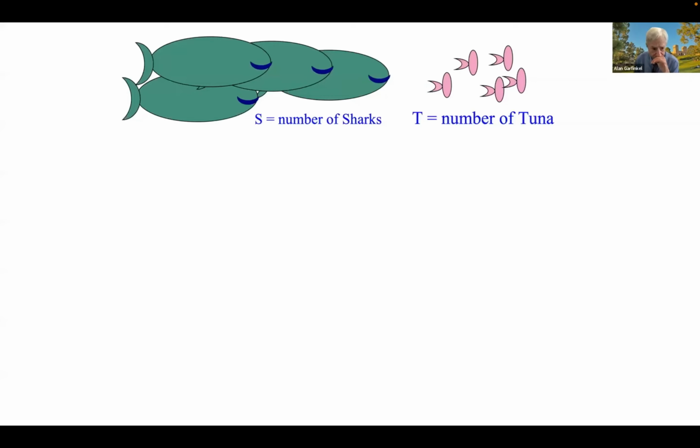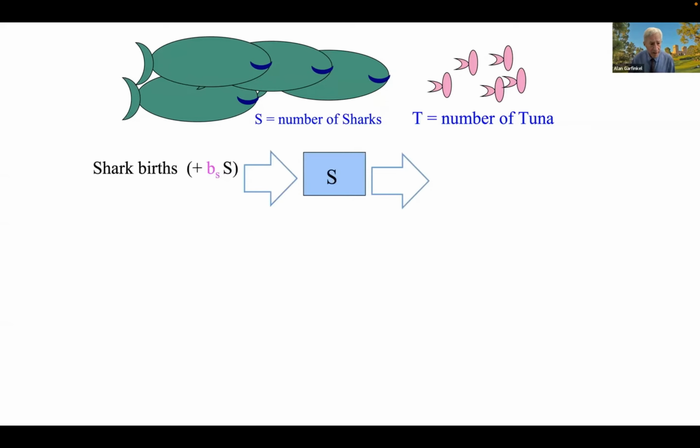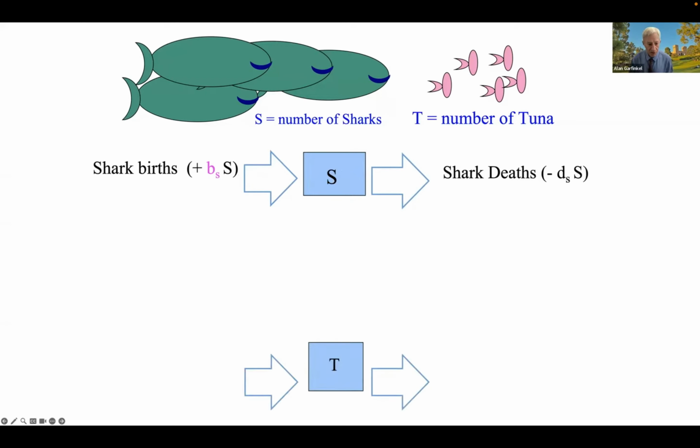So, next question, how do you make a model? Well, you start by choosing some state variables. Here, the number of sharks and the number of tuna are our state variables. And then you just ask, what makes S go up? What makes S go down? Why does it have this form? What's the birth rate there? Why is it multiplied by the number of sharks?